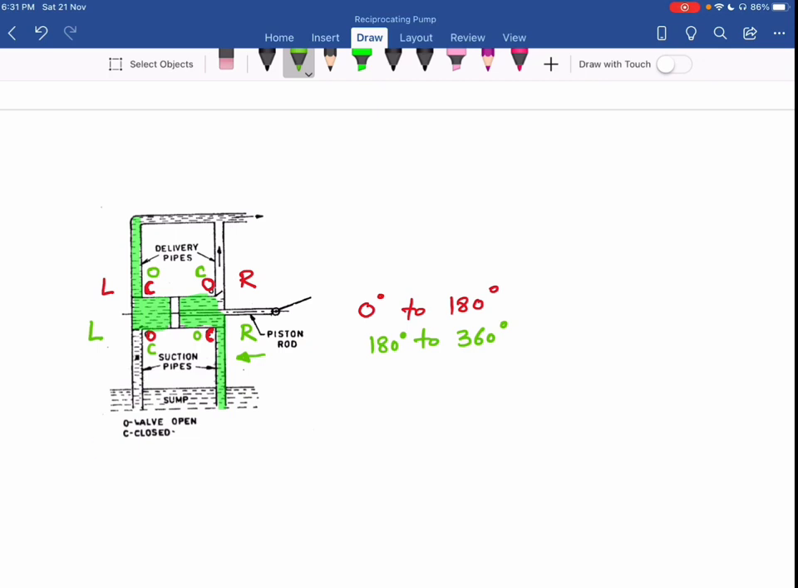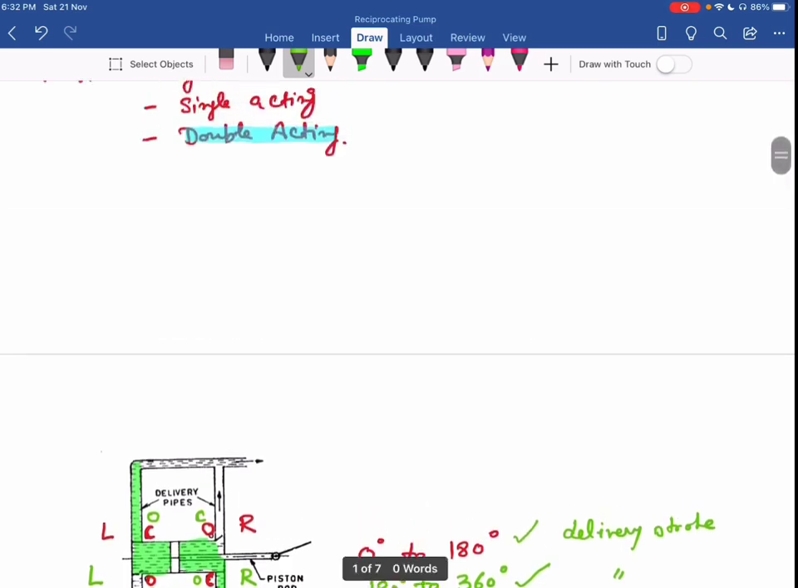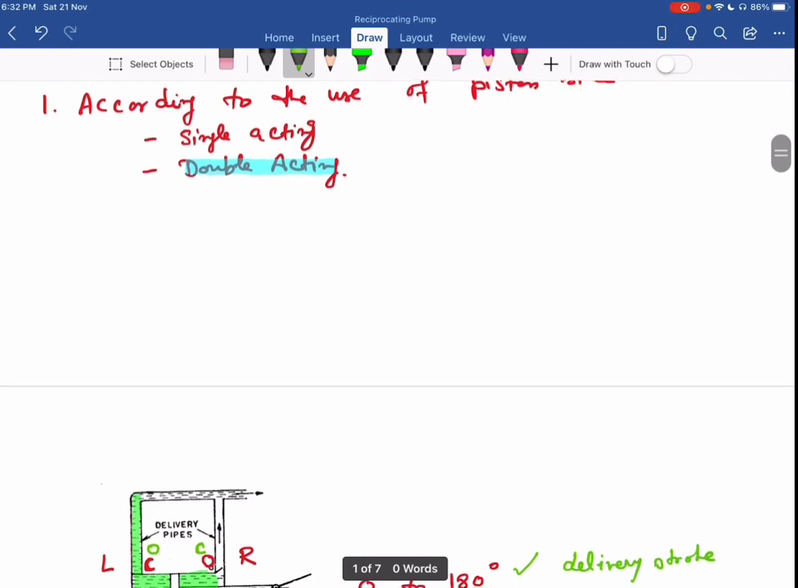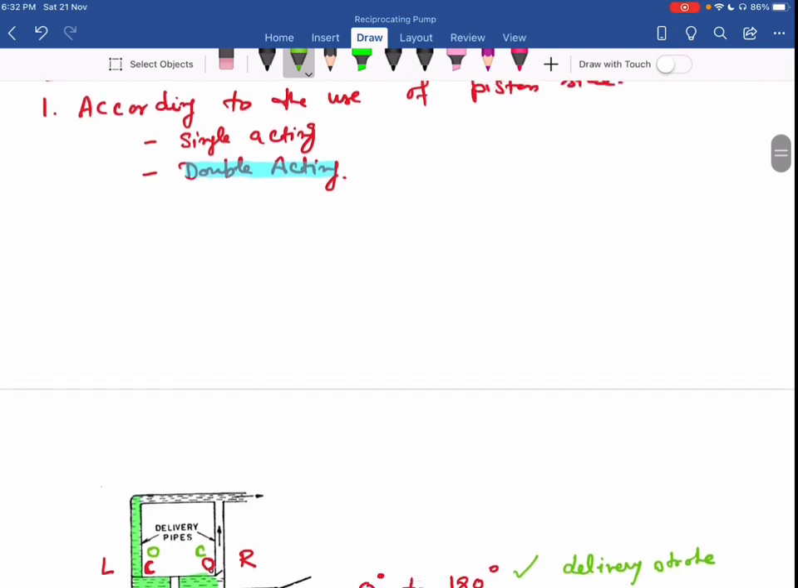Okay, now you can see here, when my piston moves from 0 to 180 degree, I have a delivery stroke. Even when my piston moves from 180 degree to 360 degree, during that also I have one delivery stroke. In both the rotations, I got one delivery stroke and one suction stroke. So that is my double acting reciprocating pump. So this is the classification based on the use of piston side.